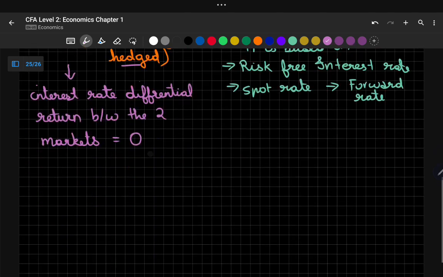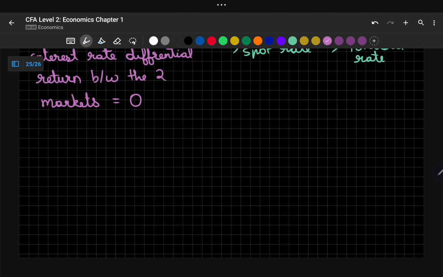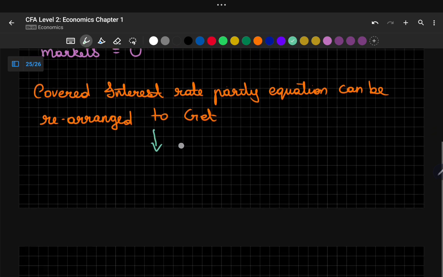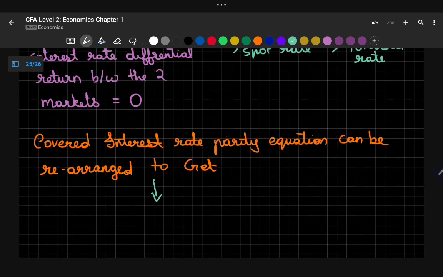Okay, so now we will move on to the next section. The covered interest rate parity equation can be rearranged. I'm not showing the rearrangement because it would be time consuming. So the covered interest rate parity can be rearranged to give the forward premium or discount equation.